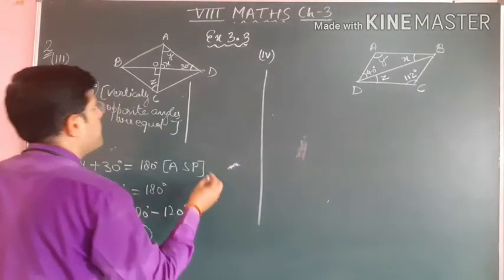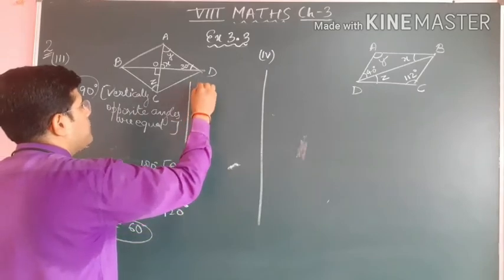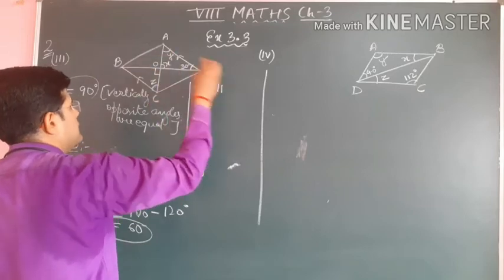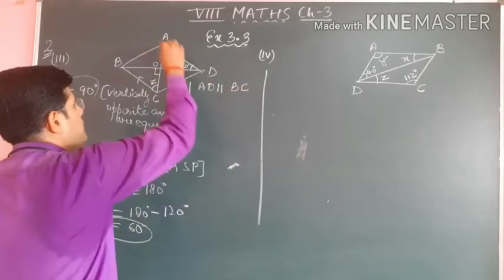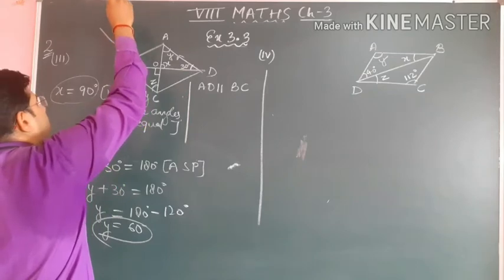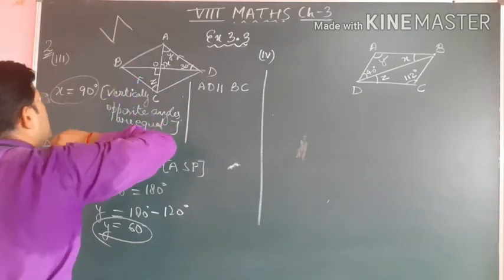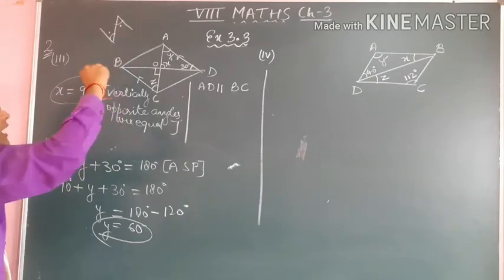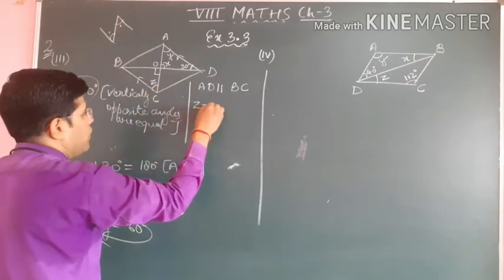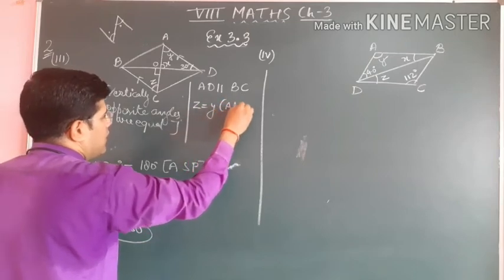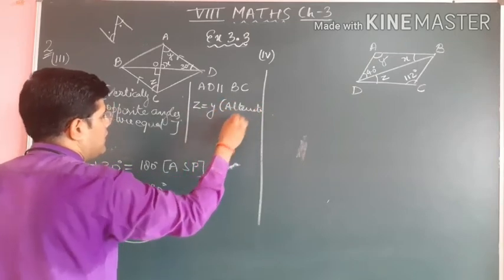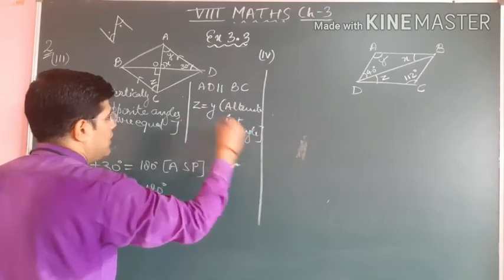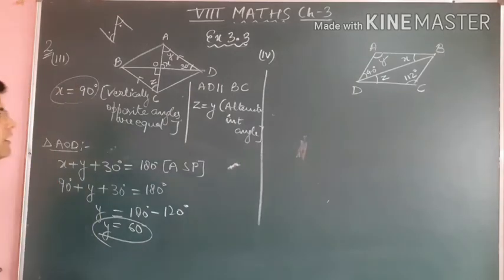In this space, now AD is parallel to BC. So when there are two parallel lines and one transversal, then we can say that these are alternate interior angles. So z is equal to y. Reason: alternate interior angles in parallel lines.